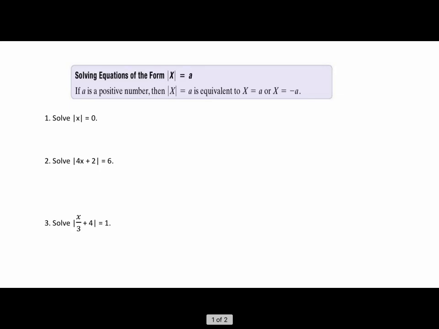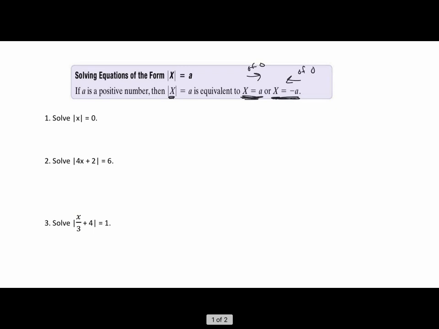So as we saw in the introduction, solving equations of the form absolute value of some expression equals a means that we have to look at that distance as being on both sides of 0 on the number line. So we set whatever is inside the absolute value equal to positive a for the distance to the right of 0. And we also set what's inside that absolute value equal to negative a for the distance that's left of 0 on the number line. So our first example, solve the absolute value of x equals 0.